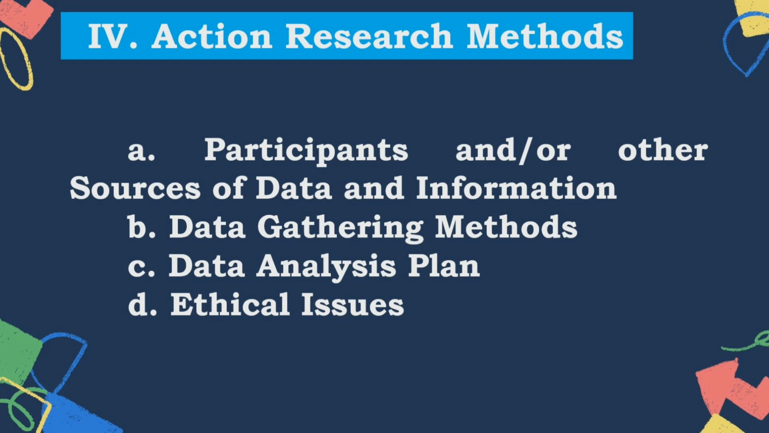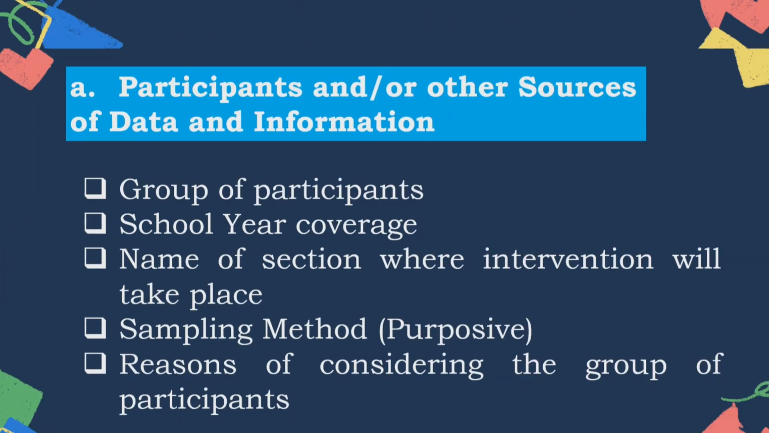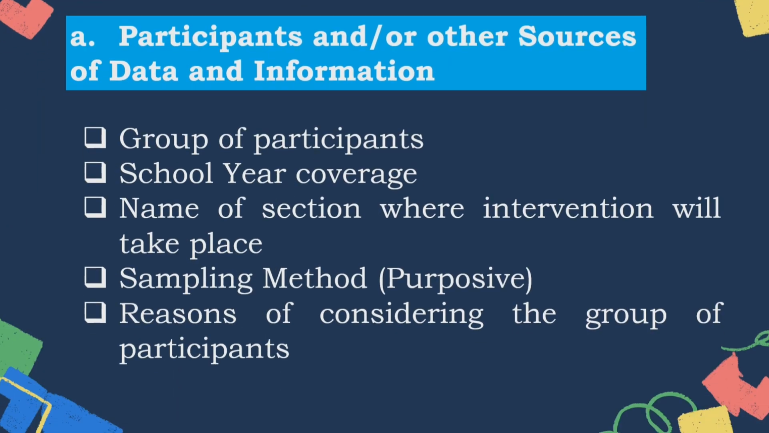Okay, so sa participants and other sources of data and information, you have to include there the group that are going to use, the school year coverage, the name of the section where the intervention will be administered, and then the sampling method. Purposive ba to? Okay, random sampling ba ito? Alright? And then the reasons of considering the group of participants.